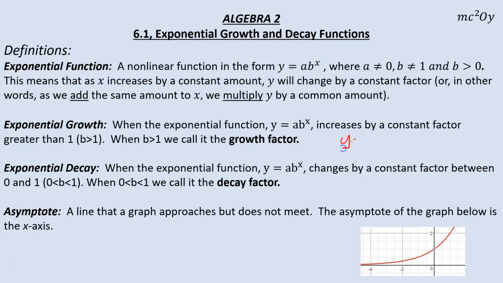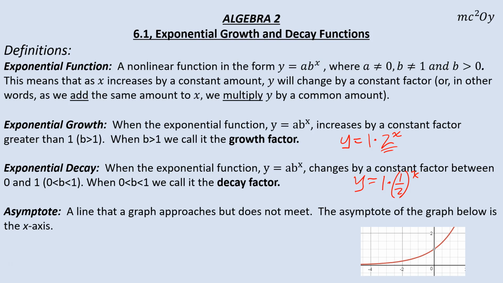So, for instance, if you had y equals a times b to the x, actually, let's give it a number. Let's say a is 1, and b is 2. So y equals 1 times 2 to the x. That is a growth function because the 2 is greater than 1, and our growth factor is 2 there. Whereas y equals 1 times 1/2, in parentheses, to the power of x, is a decay function because 1/2 is between 0 and 1.